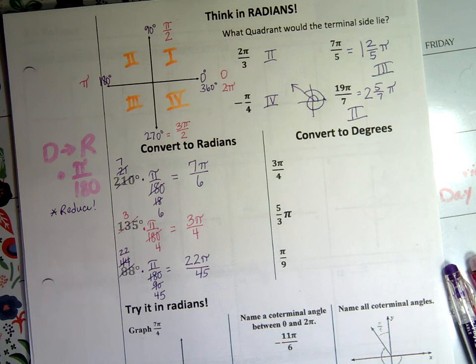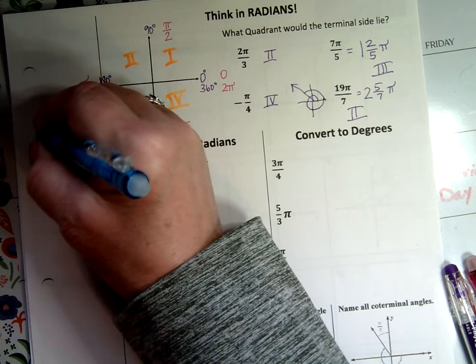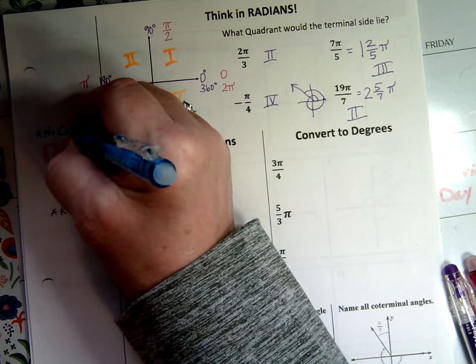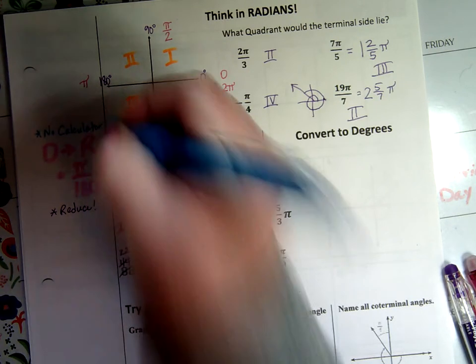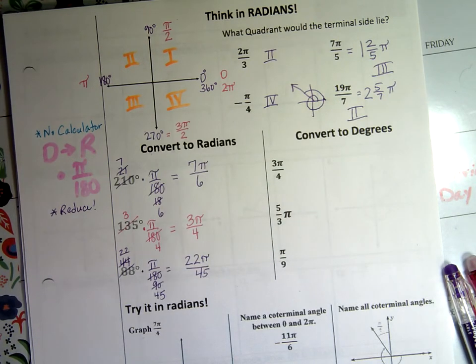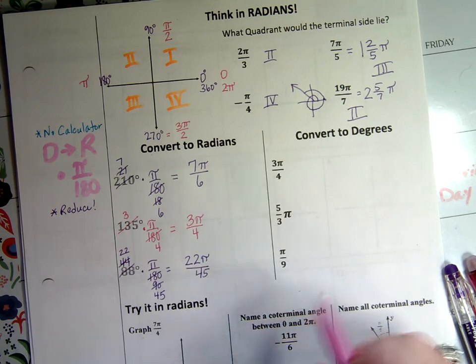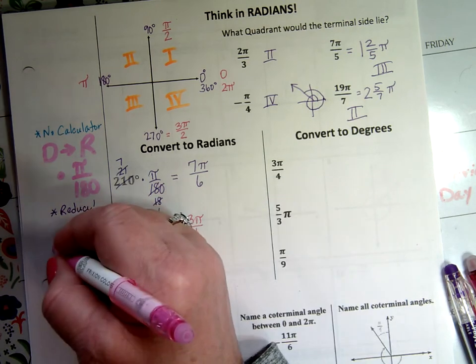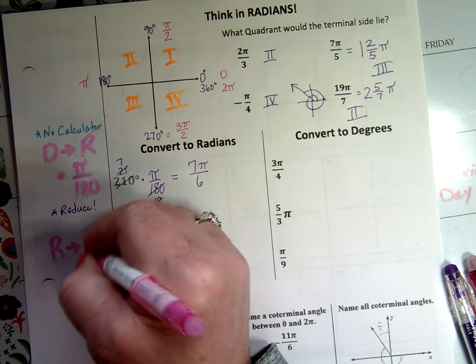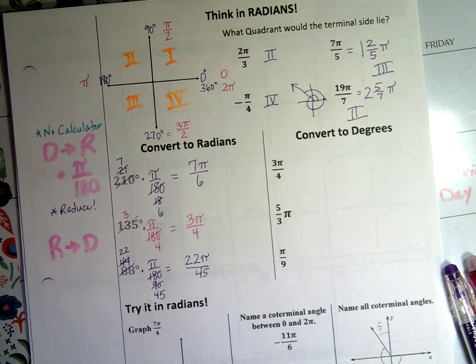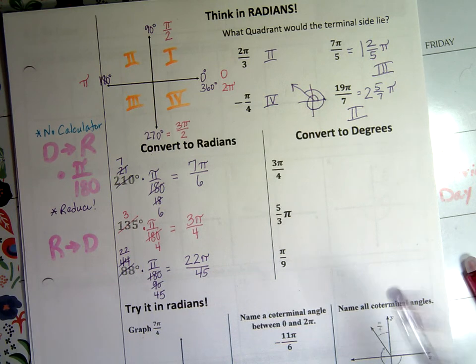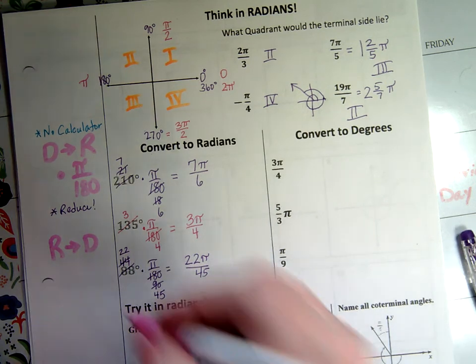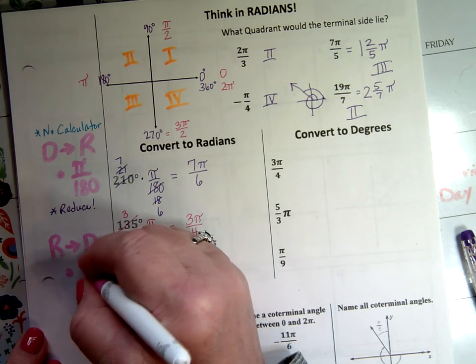I might make a note here that this is a no-calculator section. You're not using a calculator for those. Whereas when you get to converting from radians to degrees, they give you the radian and they want to know what's the degree of that. When I go the other way, radians to degrees, this time I'm multiplying by 180 over pi, the reciprocal of that. So times 180 over pi.